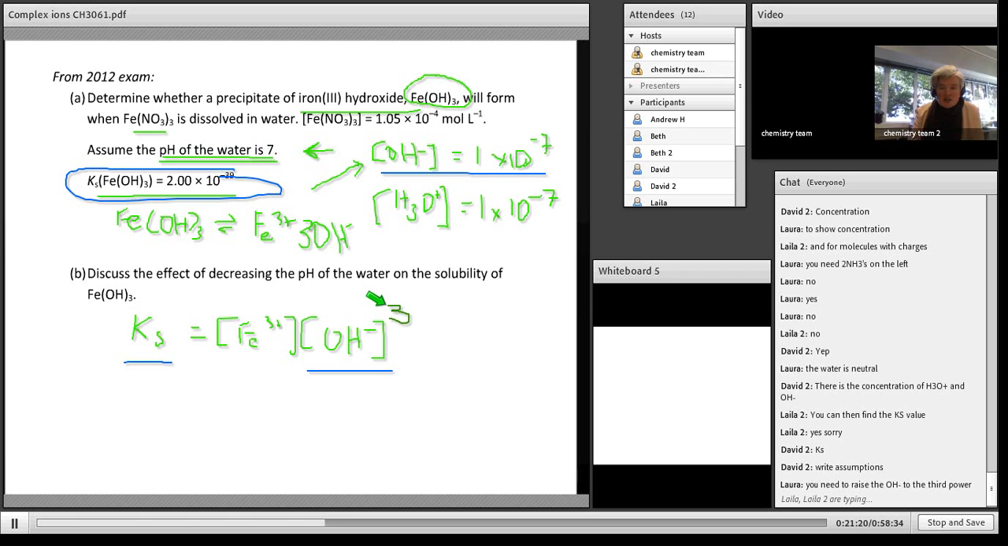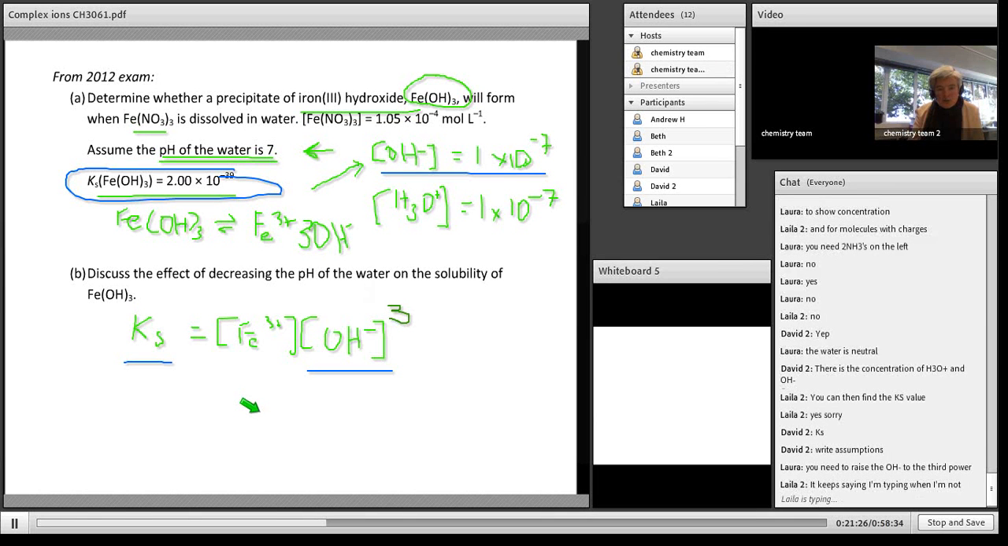Right, so you just simply substitute into those, and then I think you can see it's simple enough to work out the Fe3+ concentration.